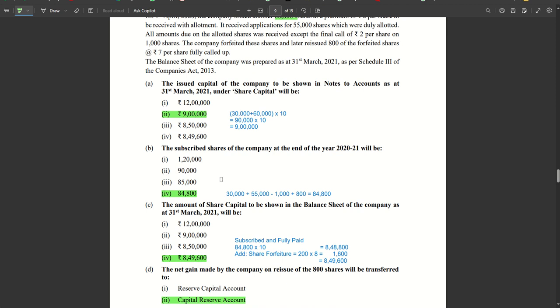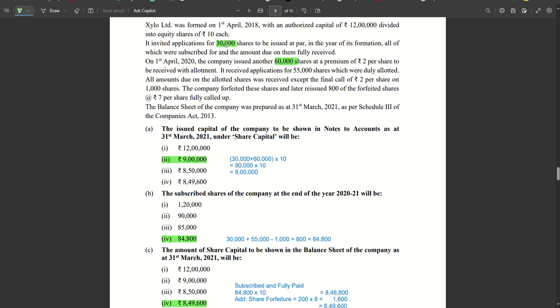The next one is subscribed shares. If you see here, for the first one, the public applied for the full. And for the second one, subscriptions were received for 55,000 shares. Now, out of 55,000, there was a defaulter of 1,000 shares whose shares were forfeited. So that's why minus 1,000. And out of these, 800 shares were reissued. So plus 800. That's why 84,800 becomes the subscribed shares.